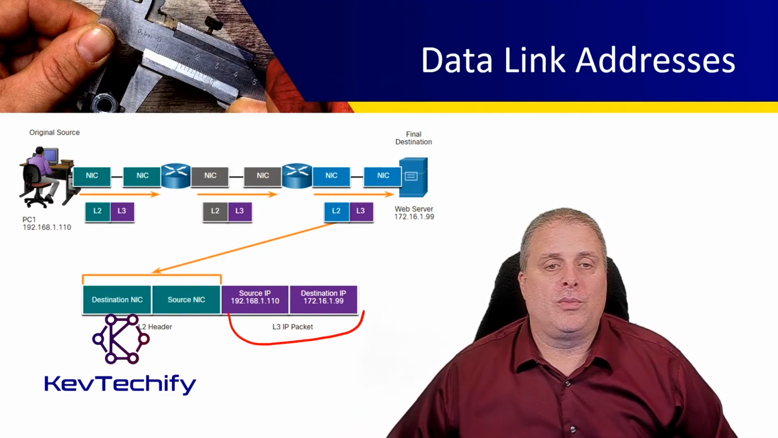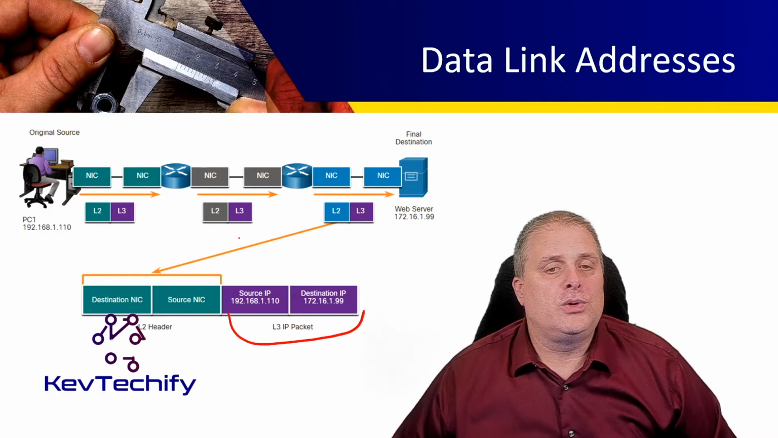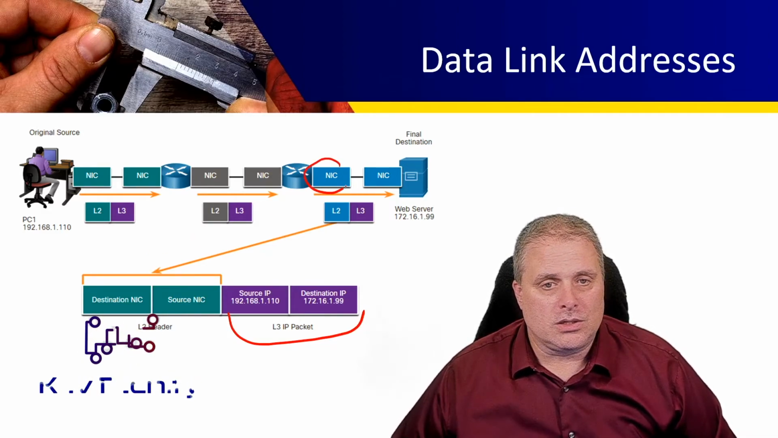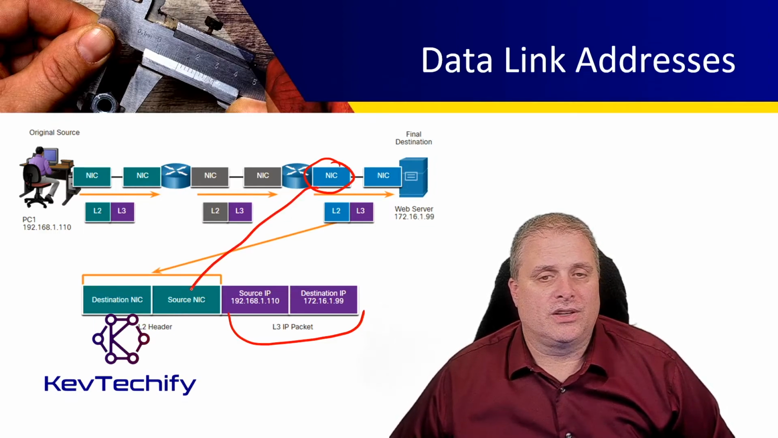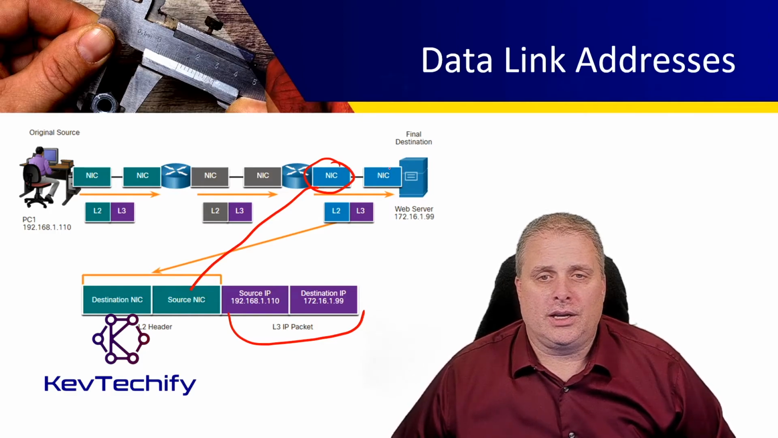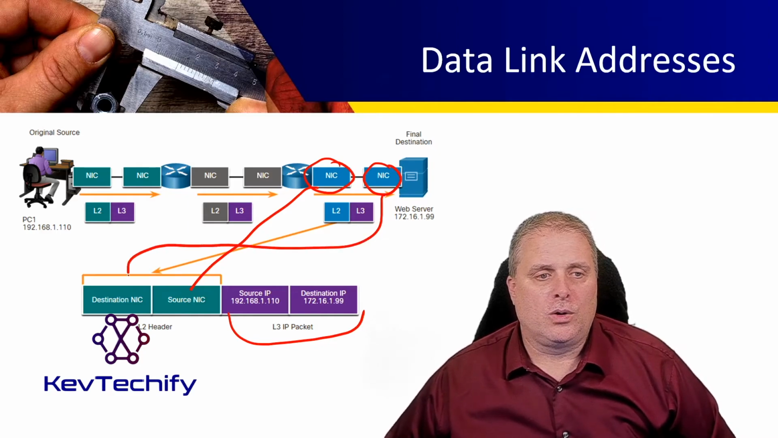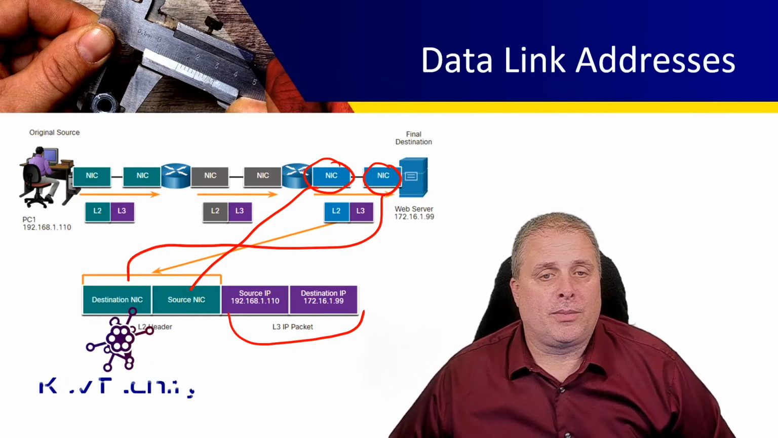And so what we do from here is we rebuild the layer 2 header. This is our source network interface card MAC address. So that goes into this field. Here is where we're sending it to. Our destination MAC address. That goes here, and now we can send that from the router to the web server.